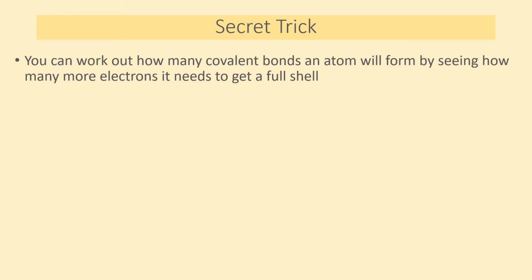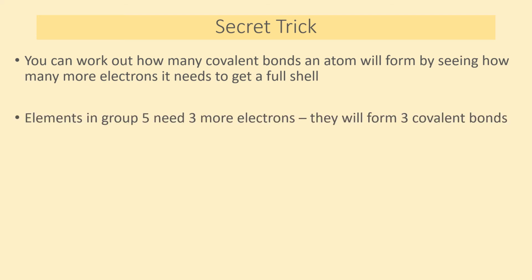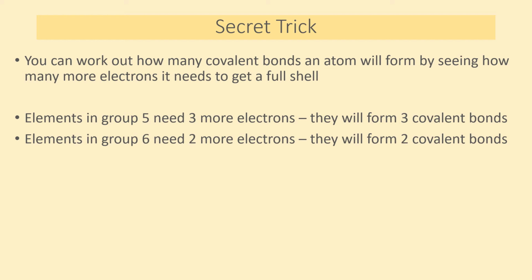You can work out how many covalent bonds an atom will form by seeing how many more electrons it needs to get a full shell. So elements in group 5 need 3 more electrons. They'll form 3 covalent bonds. Elements in group 6 need 2 more electrons. They will form 2 covalent bonds.